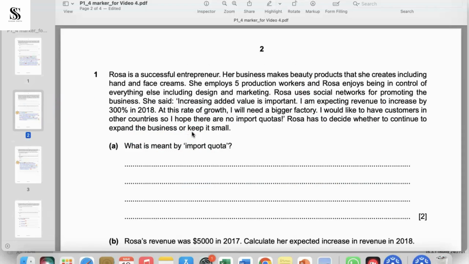Here we're talking about Rosa, a successful entrepreneur. Her business makes beauty products that she creates, including hand and face creams. She employs 5 production workers, and Rosa enjoys being in control of everything else, including design and marketing. Rosa uses social networks for promoting the business. She said increasing added value is important. I'm expecting revenue to increase by 300% in 2018. At this rate of growth, I will need a bigger factory. I would like to have customers in other countries, so I hope there are no import quotas. Rosa has to decide whether to continue to expand the business or keep it small.